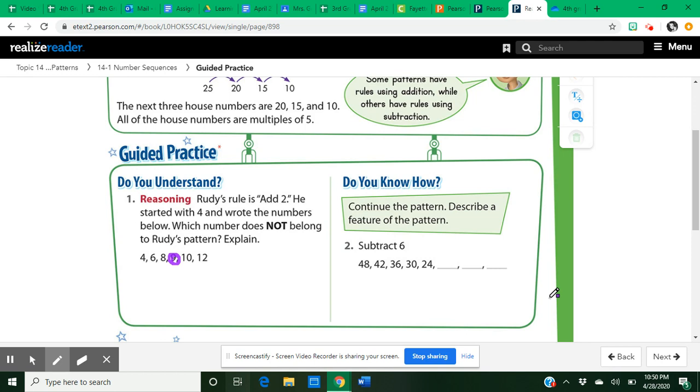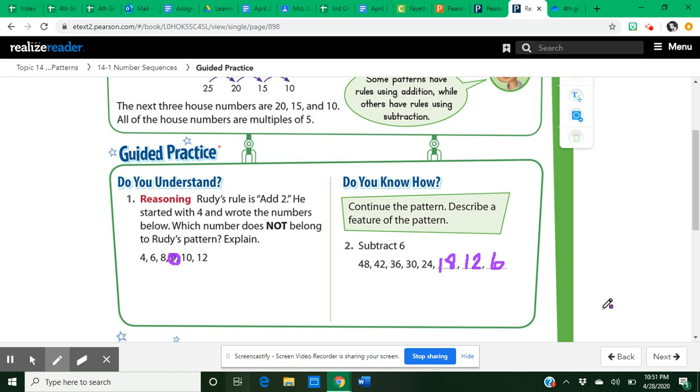Okay, let's look at number 2. Continue the pattern and describe a feature. Subtract 6. So we have 48, 42, 36, 30, 24. 24 minus 6 is what? That's tricky. Make sure you use those benchmark numbers. So I know that 24 minus 4 is 20, minus 2 more would be 18. 18 minus 6, I know 18 minus 6 would be 12 because I know 8 minus 6 is 2. Then 12 minus 6, well, that's a doubles fact, so I know that it is 6.